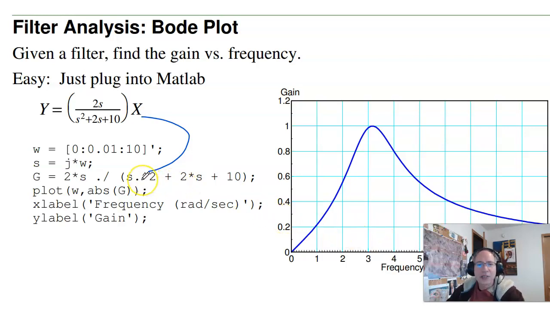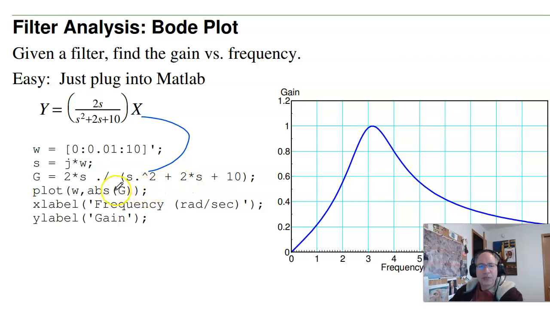Let's see. So I've calculated g of s. G is going to be a complex number. When I plot this, I can plot the real part of G, the complex part of G, the amplitude or angle. The amplitude actually tells you something. That tells you how much the gain is. So that's typically what you plot. Sometimes you'll plot the angle, although personally I don't know what angle really tells you, so I don't use it. But amplitude tells you gain.